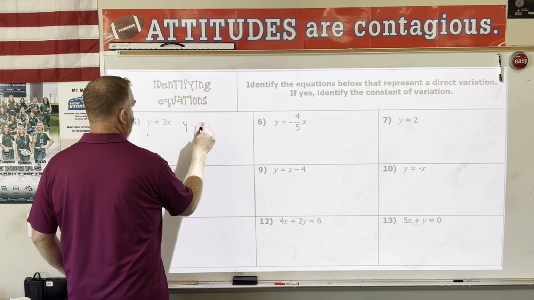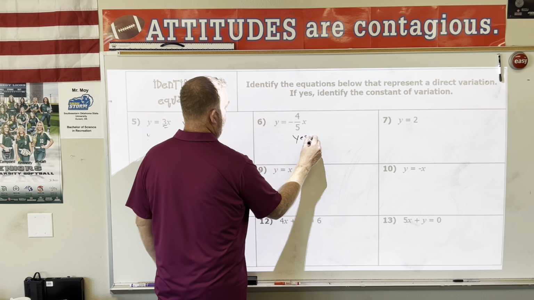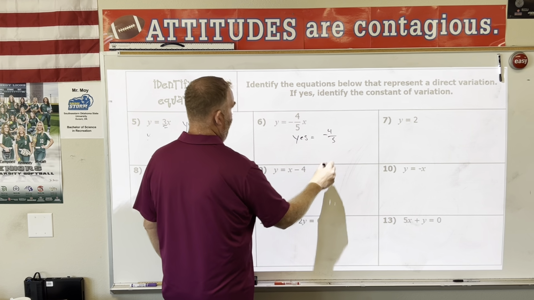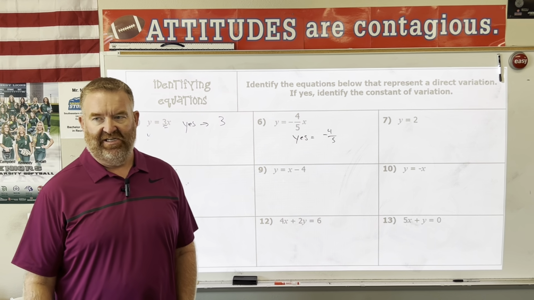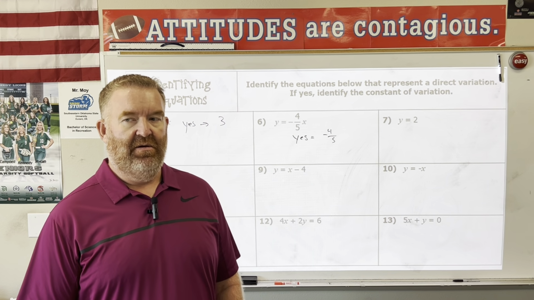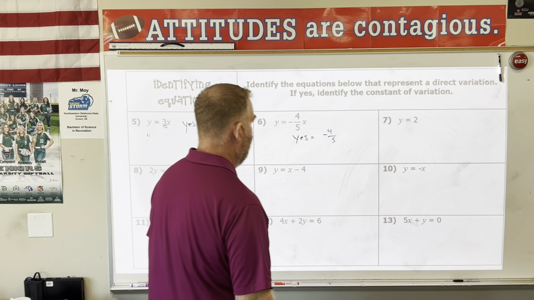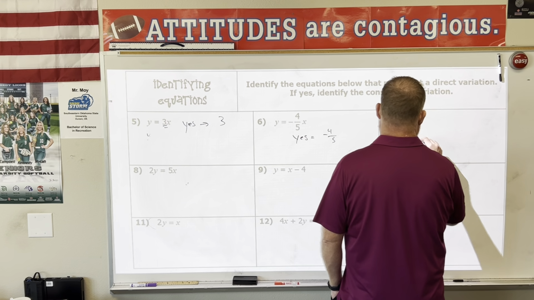Number 6, yes or no? Look at it. Yes. -4 over 5. Number 7, yes or no? No, it is not. Okay? No, it is not. 7 is not.